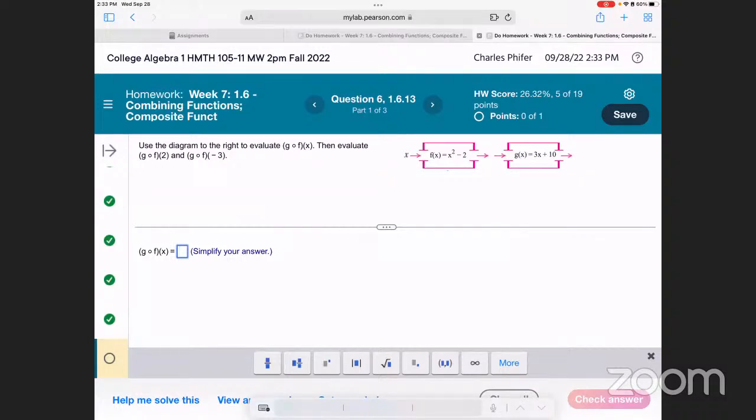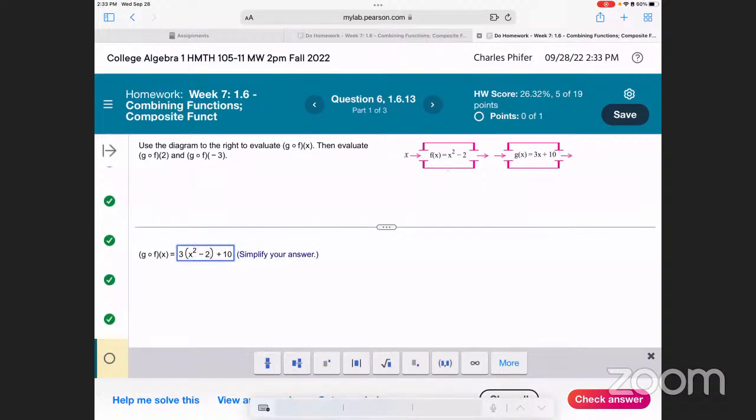Now if f is on the inside, let's do g first. I'm going to say 3x plus 10, but I'm going to replace my x with a blank set of parentheses. Now we want to replace each x with f of x, which is why I did a blank parenthesis. So on the inside we have x squared minus 2.